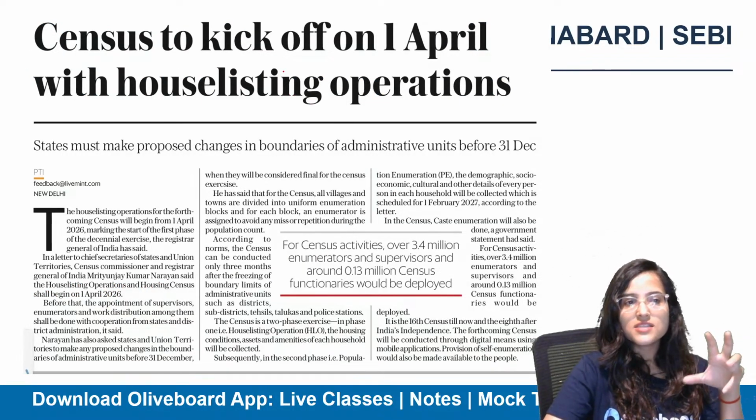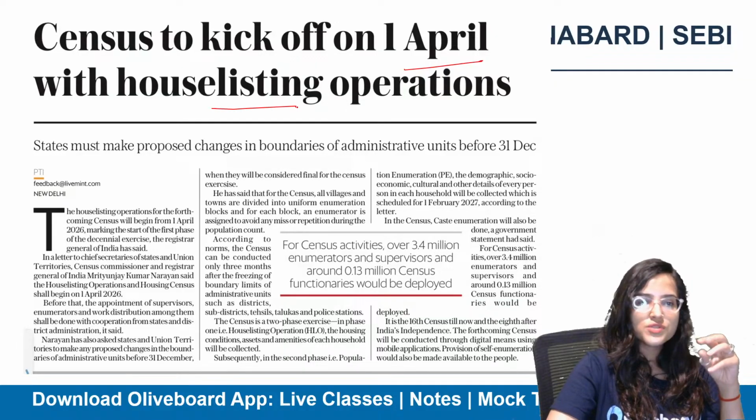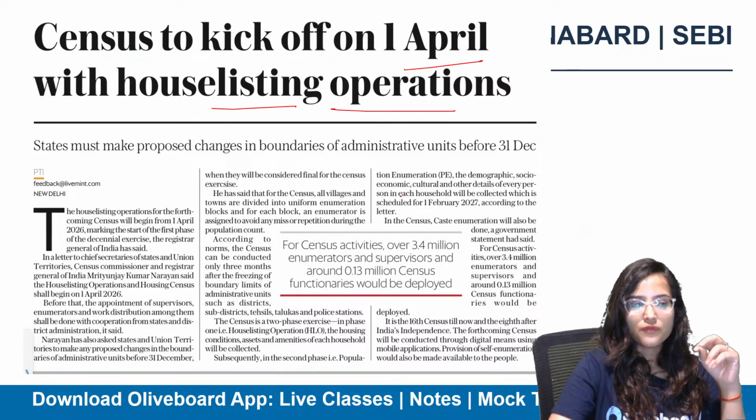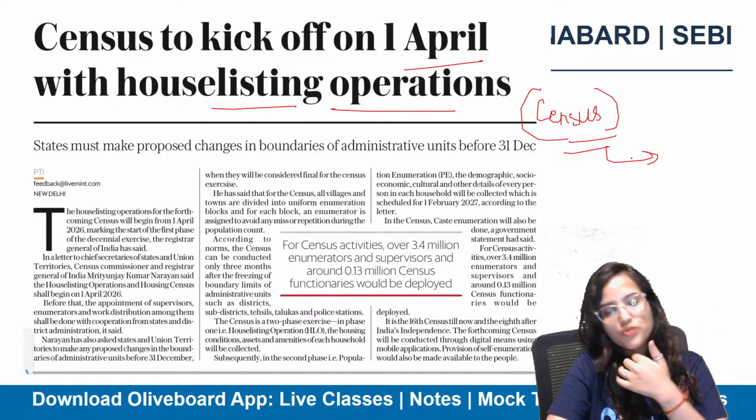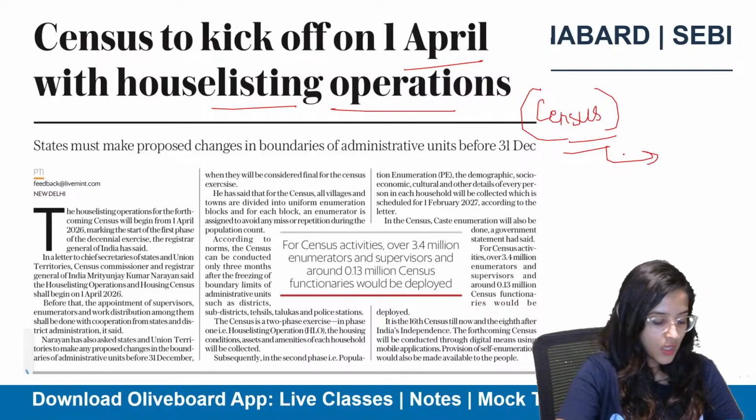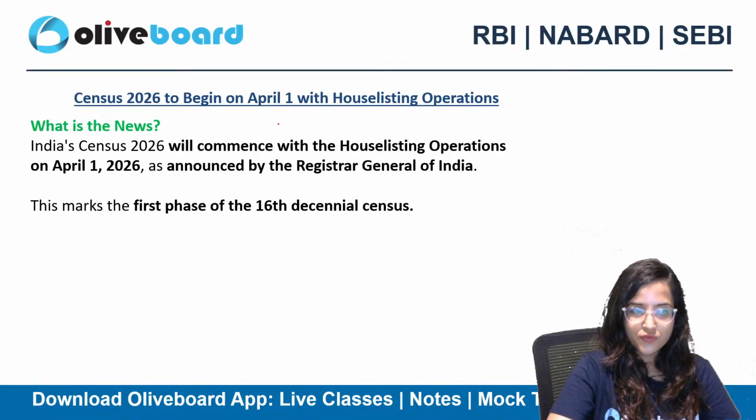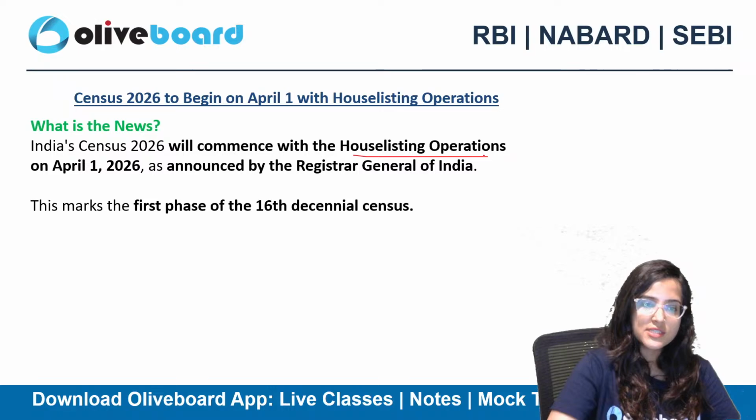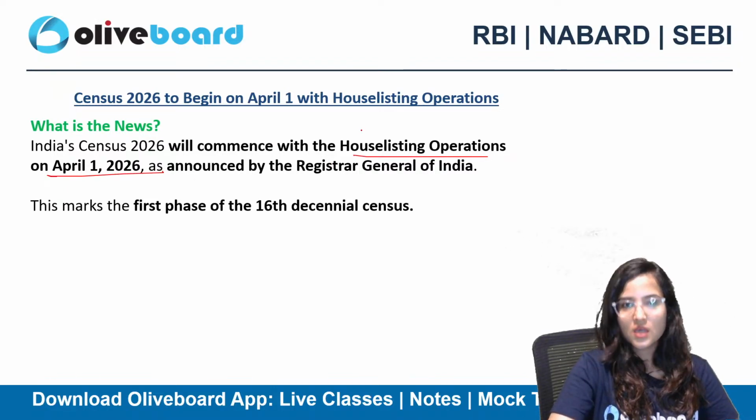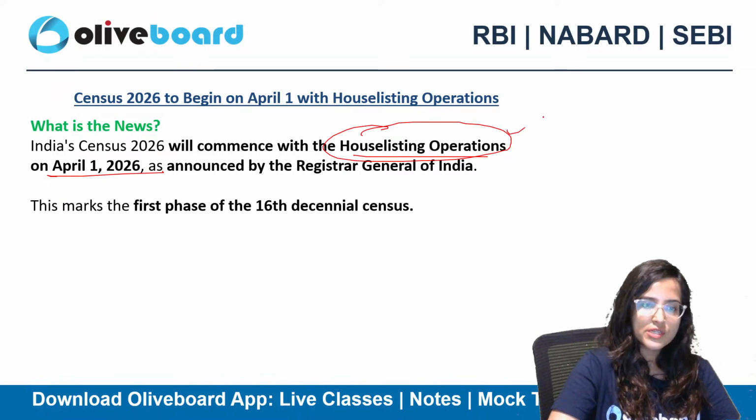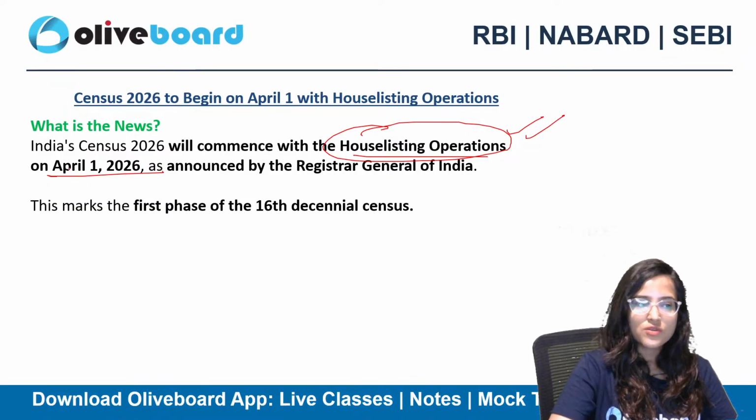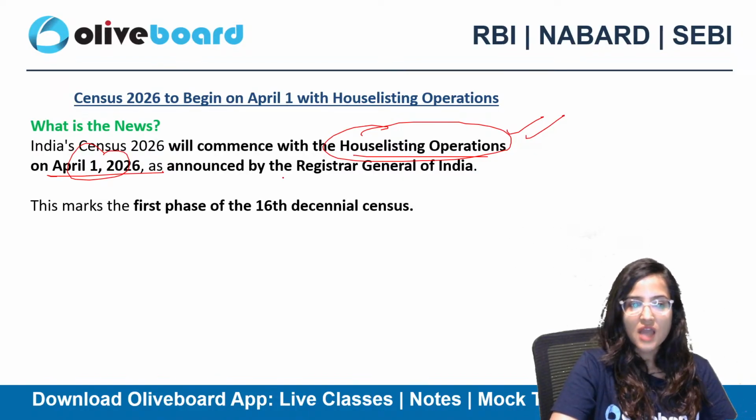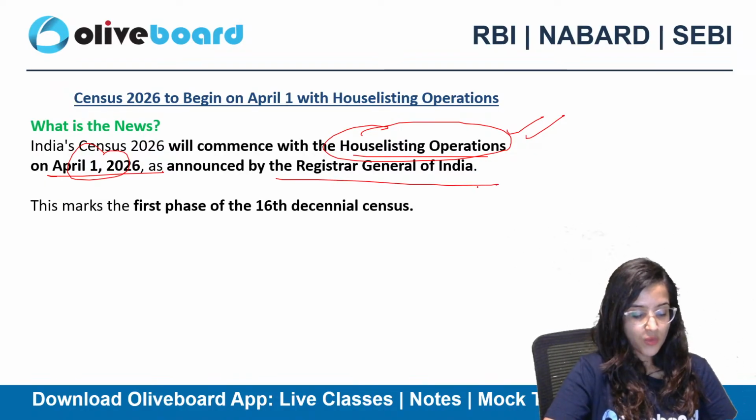Very good. Census to kick off on 1st April with house listing operations. We've seen this before in the previous classes also, that we are going to start off with the census. We're going to get the details of the census of 2026. It will commence with the house listing operations on 1st April 2026, as announced by the Registrar General of India. So my question here is, what do you mean by house listing operations?